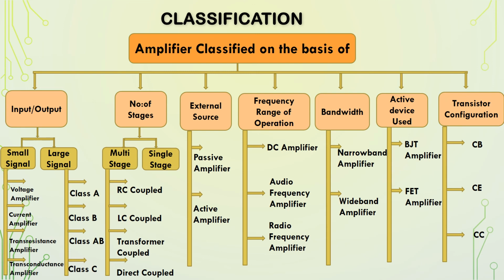And finally, based on the transistor configuration used in the particular circuit, we have common base, common emitter and common collector. These are the three configurations in a transistor. We will discuss it later. So based on the transistor configuration also we have three types, that is common base, common emitter and common collector. Okay, so these are the different classifications of amplifiers based on various parameters.